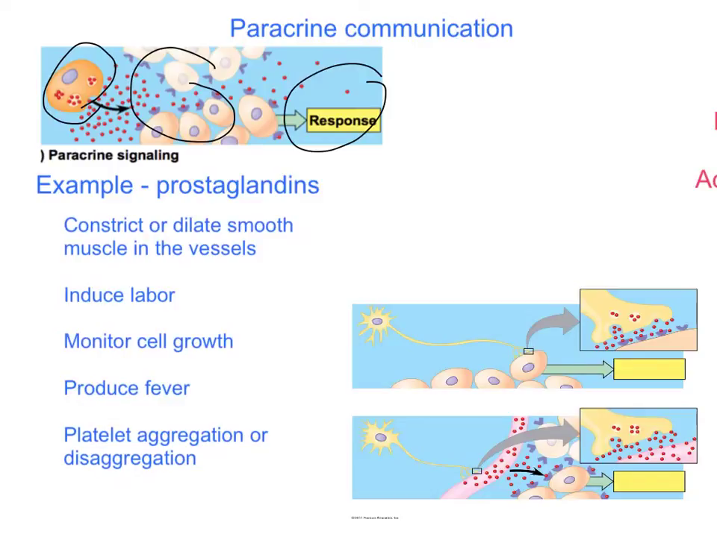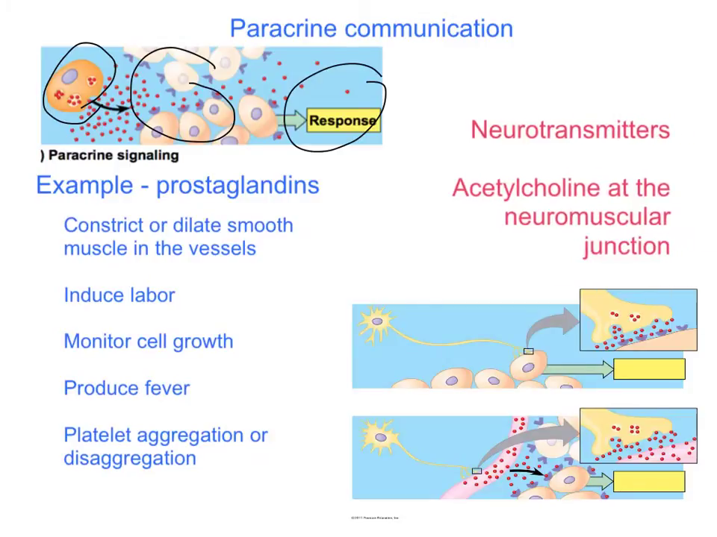They're important for platelet aggregation or disaggregation. So basically the formation of the platelets coming together and clumping together to form the clot, as well as breaking apart to dissolve the clot. They deal with pain, monitoring the pain response. So prostaglandins have a very wide variety of functions, but they're acting on cells that are nearby. Another example would be neurotransmitters. The example we will focus on the most would be acetylcholine at the neuromuscular junction.